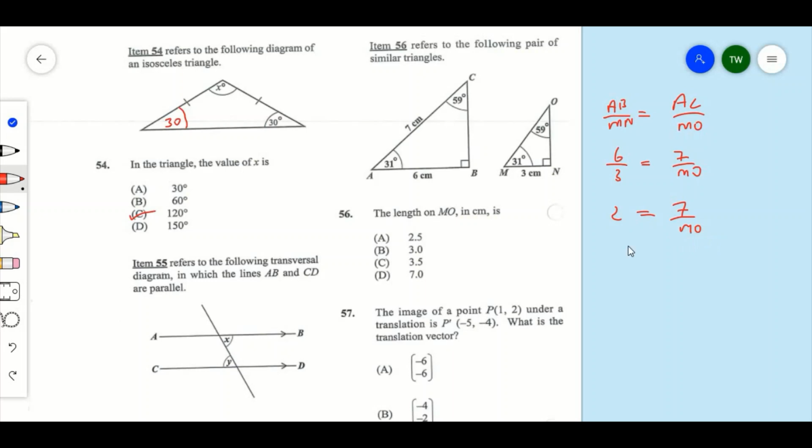If we multiply both sides by MO, we get 2 MO is equal to 7. And then we're going to divide both sides by 2 because we want MO by itself. So 2 divided by 2. Therefore, MO is equal to 7 over 2. And 7 over 2 as a decimal is going to be 3.5. So our answer is going to be C.